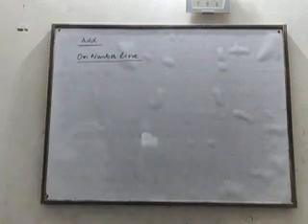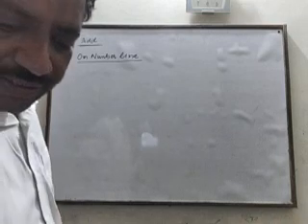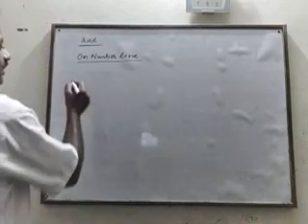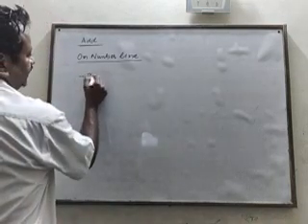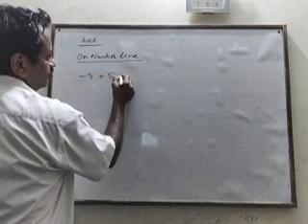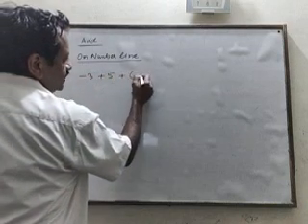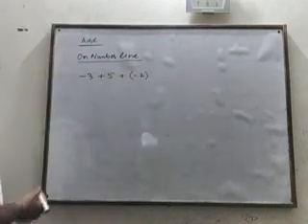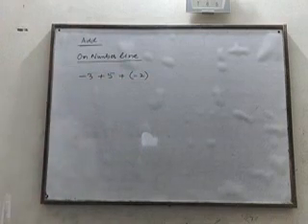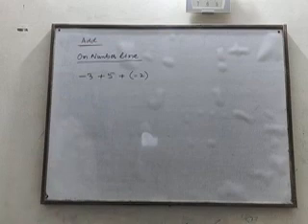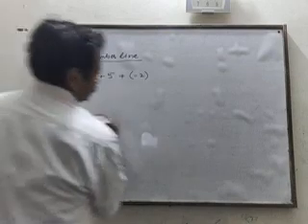One more question I am explaining here: minus 3 plus 5 plus minus 2. And the question heading is the same. Add the integers on the number line. So how will we do it?